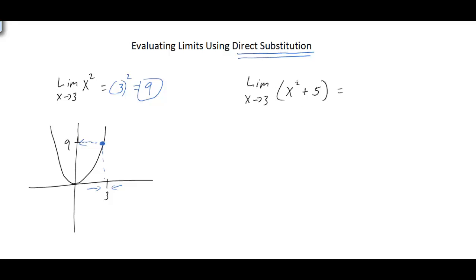Again, if we look at this polynomial function here, x squared plus 5. Again, we can take the 3, simply substitute that in for x. So we get 3 squared plus 5, and we get 3 squared is 9, plus 5 is 14. So yes, it really is that easy, okay?